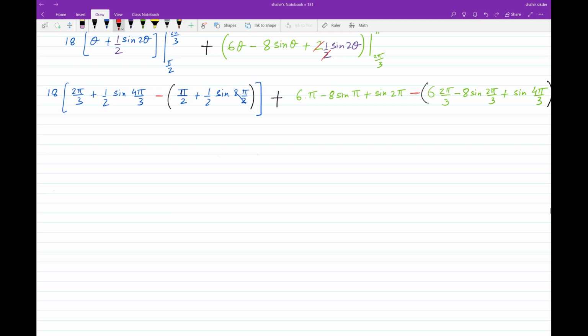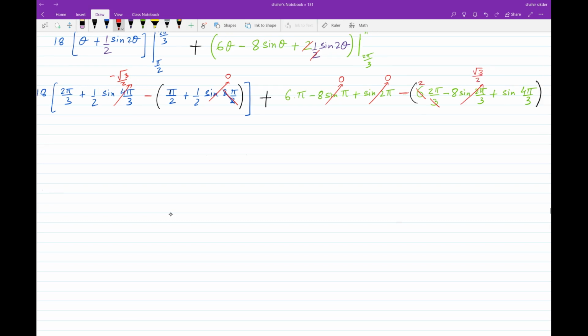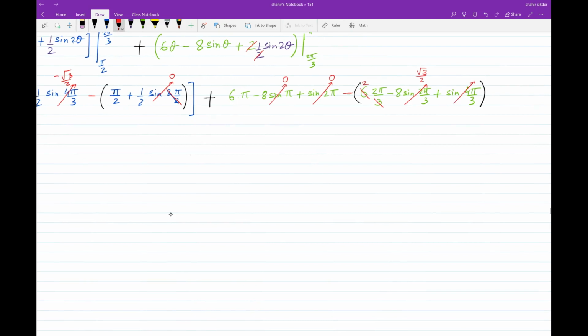So from our unit circle, we know sine of 4 pi thirds is negative root 3 over 2. The 2's are gone, so you're basically left with sine of pi, which is 0, sine of pi, which is 0, sine of 2 pi, which is 0. 3 goes into 6 twice. Sine of 2 pi thirds is root 3 over 2. And sine of 4 pi thirds is negative root 3 all over 2.